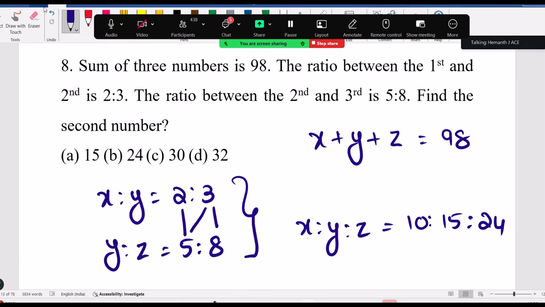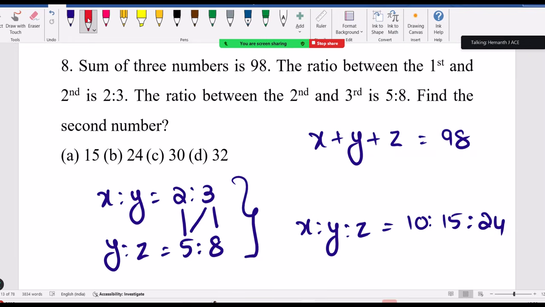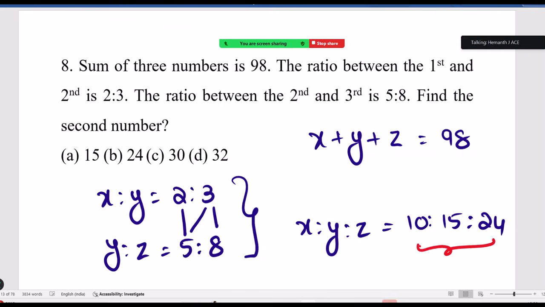When you add all this, you get 49. 49 corresponds to 98, so here we have to double. So this is 20, this must be 30, this is 48. So the second number, Y, is 30. First number is 20, second number is 30, third number is 48. So the sum of these three numbers is 98.